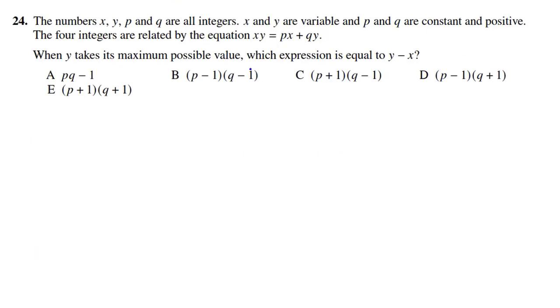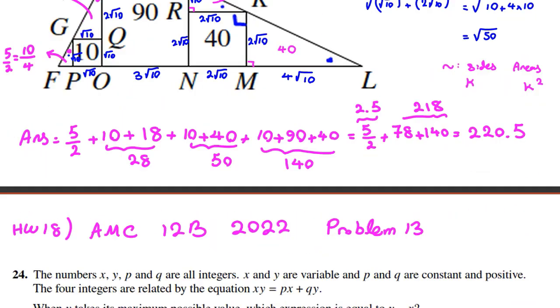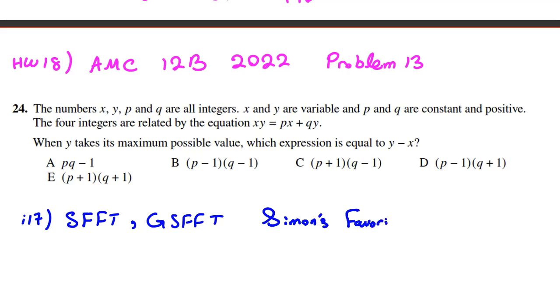Okay, here we have an idea. Let me tell you the name of the idea: idea 16, idea 17. We call it SFFT and GSFFT. SFFT is a bit famous. We call it Simon's Favorite Factoring Trick.